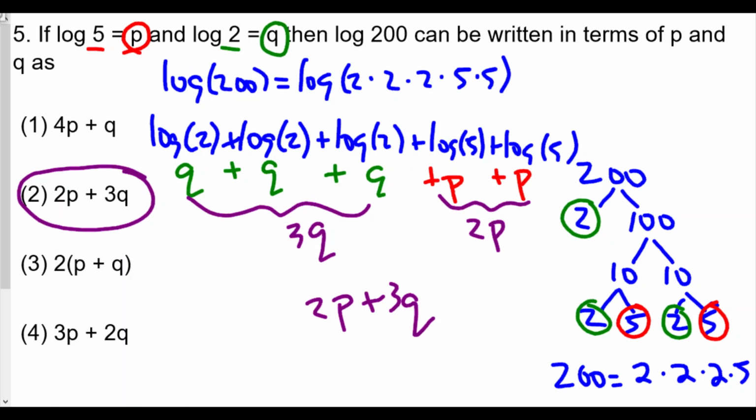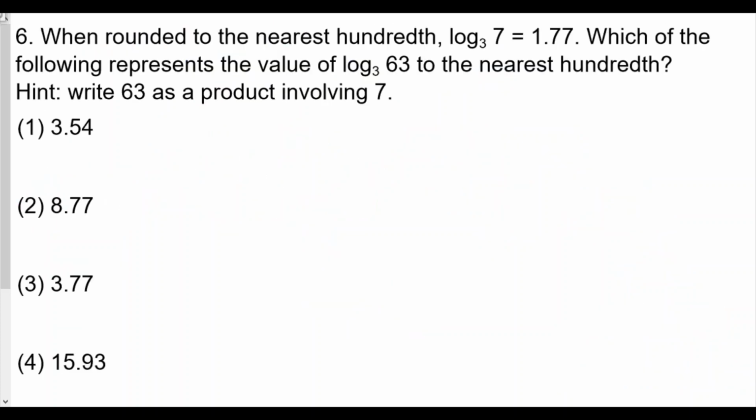Question number 6. When rounded to the nearest hundredth, log base 3 of 7 is equal to 1.77. Which of the following represents the log base 3 of 63 rounded to the nearest hundredth? Hint, write 63 as a product involving 7. Okay, so 63 as a product involving 7, I think it's 9 times 7.